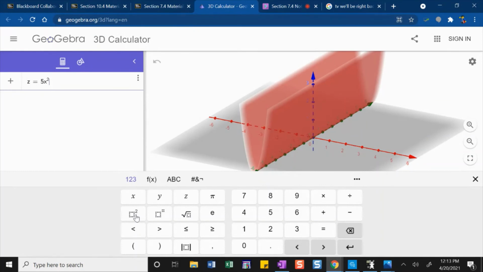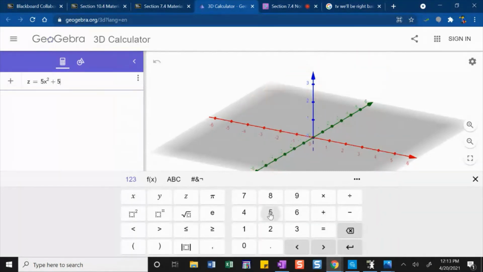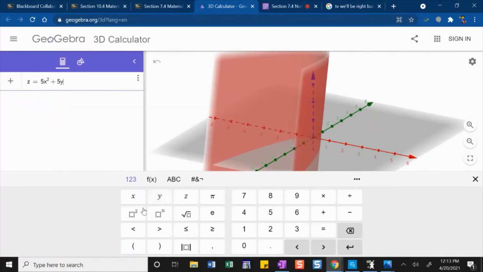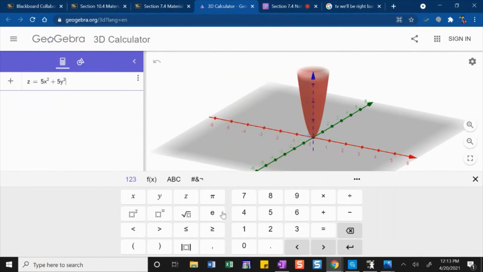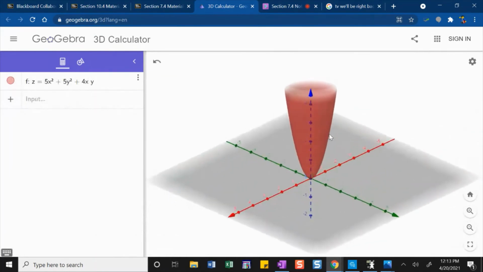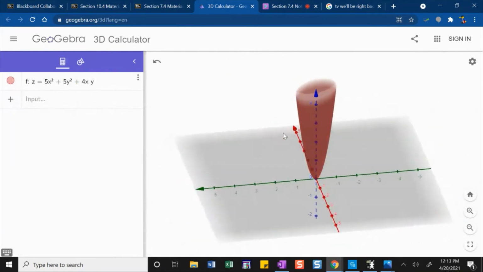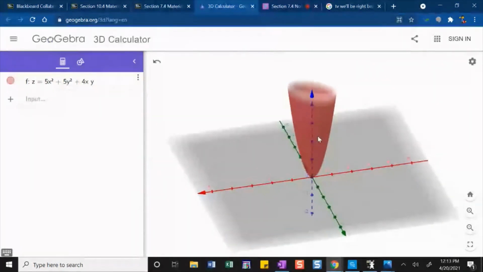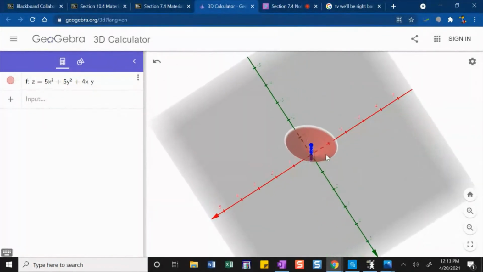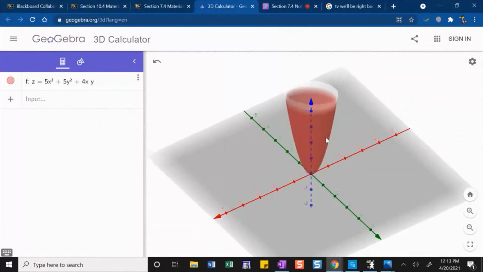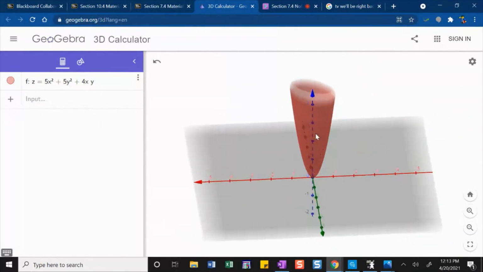It's already sketching a surface out for us. Plus 5y squared plus 4xy. So that's our quadratic form, and you can click on the diagram and drag it around. It kind of looks like a paraboloid, but the rim of it looks more like an ellipse. It looks like half an ellipsoid of sorts.